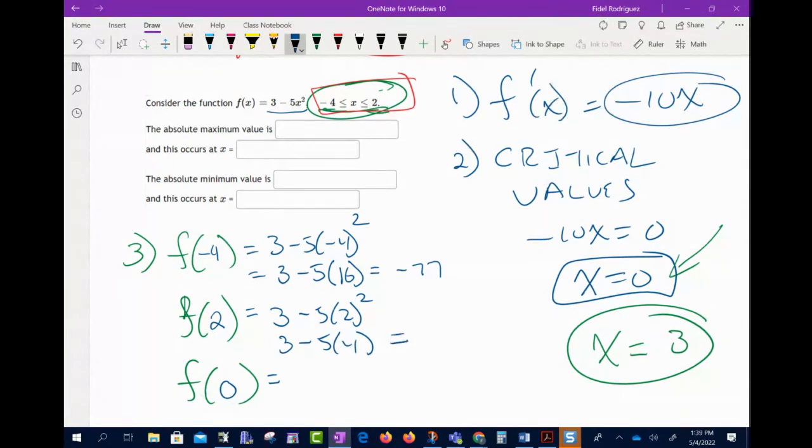17? Negative? Okay. And then at 0. Anybody know? 3.